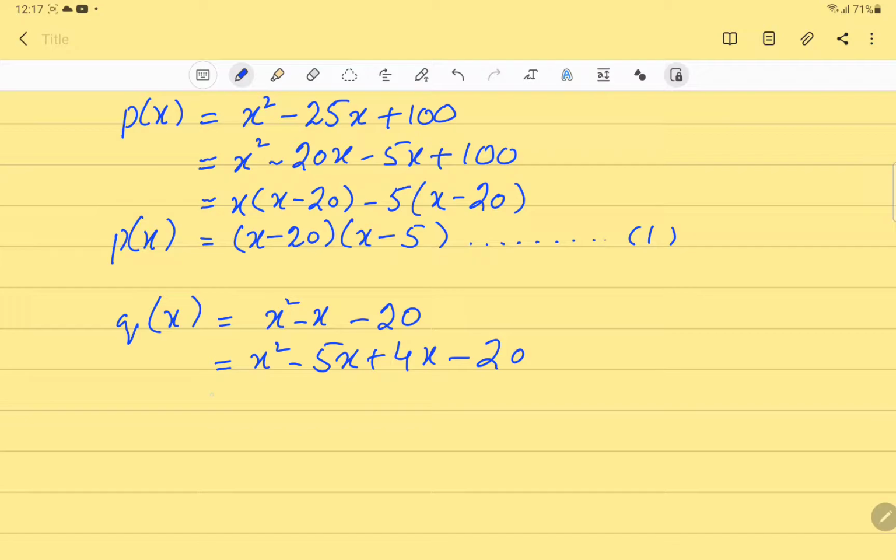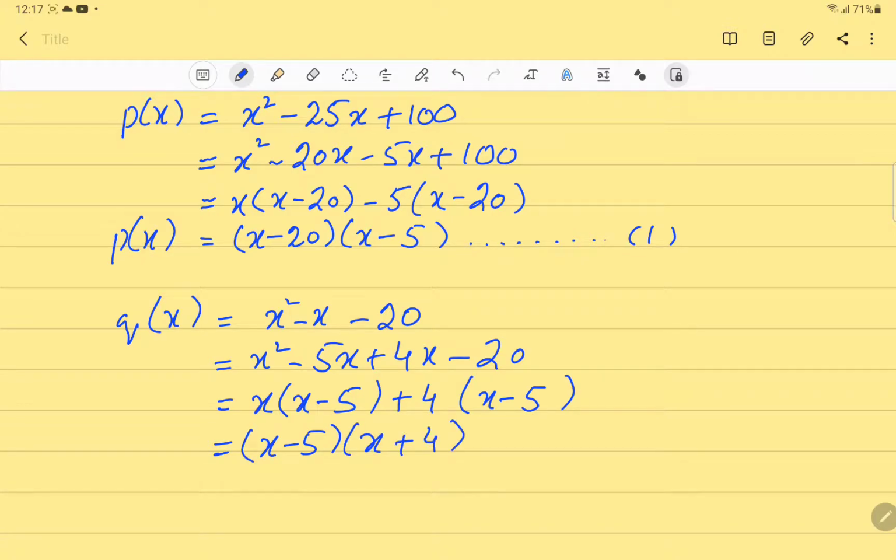In the first two terms x is common, so within the bracket is left x minus 5, and in the second two terms we have plus 4 common, and we are left with x minus 5. Sorry, x minus 5, not 20, because 4 we have taken common, so 4 into 5 will be 20. So now we have x minus 5 common in both the terms, and the second bracket comes out to be x plus 4. So now we have the factorization of the second expression also.